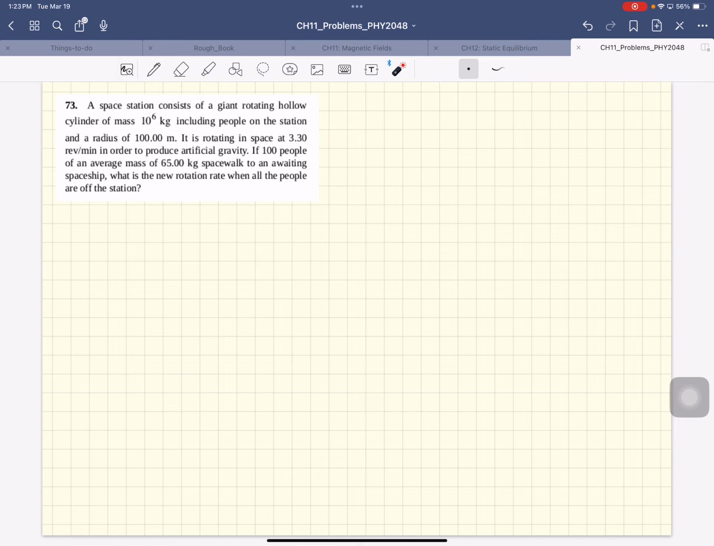Which way is the ground pushing you? Up. Gravity is down that way. So if the space station is pushing you this way, you feel a gravitational force in that direction. So you're creating it. It's artificial gravity. So the space station will spin like this.